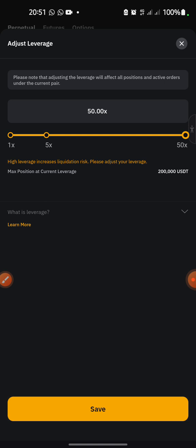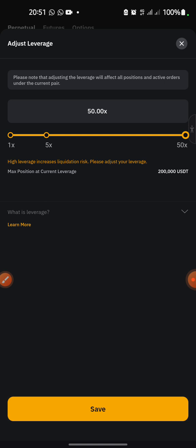And what you also need to understand with leverage is the higher your leverage, the higher your liquidation price. With low leverage, your liquidation price will be tampered with. So with high leverage, you have a higher risk of being liquidated, but with low leverage, you have a lower chance of being liquidated.